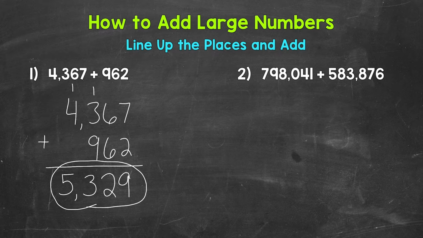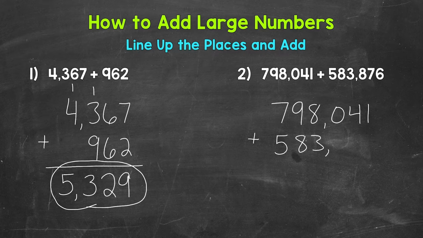Let's move on to number 2, where we have 798,041 plus 583,876. Let's set this problem up. 798,041 plus 583,876. So all of the places are lined up and we are ready to add.